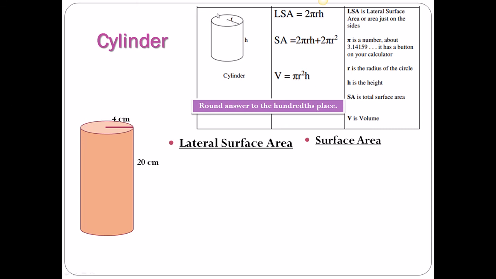We have 2 measurements here. We have a circle at the top of our cylinder, and if we could flip our cylinder over, you'd see a circle at the bottom. And then we have the distance between those 2 circles called the height.